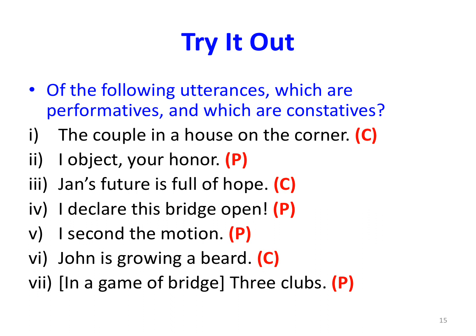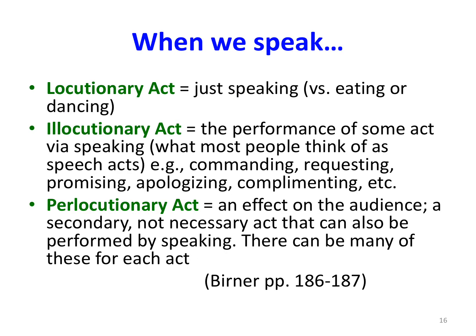While we're speaking of taxonomies, let's look at the various kinds of language-related acts that Austin laid out. The top one, locutionary act, really just means the act of speaking, as opposed to other kinds of actions like eating or dancing or sneezing. The one in the middle, illocutionary act, this is the performance of some act via speaking. So this is what we mostly talk about when we think of speech acts. So these are things like command, request, promise, apologize, where by uttering it, you're also performing that act. And then he also talks about this third type, perlocutionary acts, which is kind of a secondary, not always necessary act that can also be performed by speaking, and there can be many of these for each act.